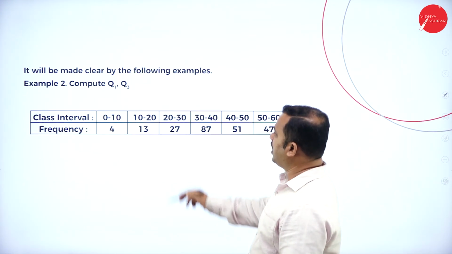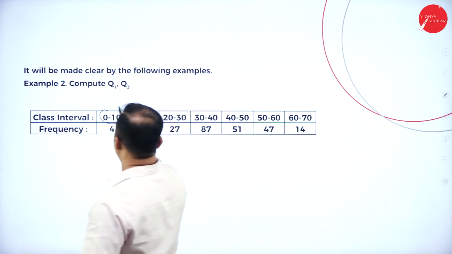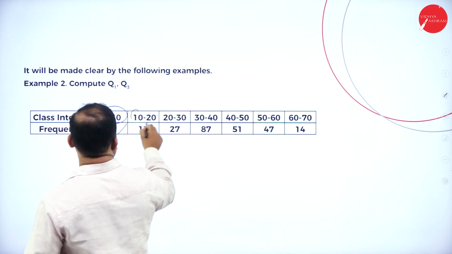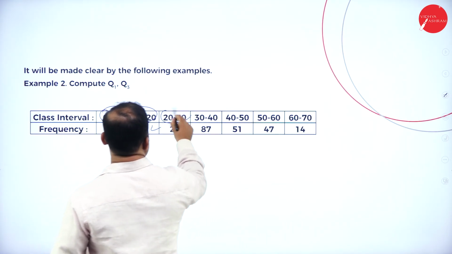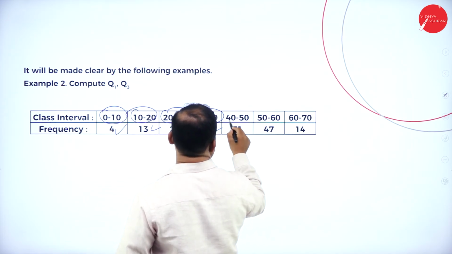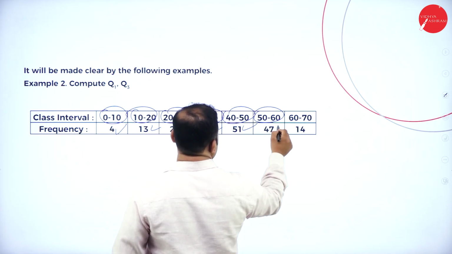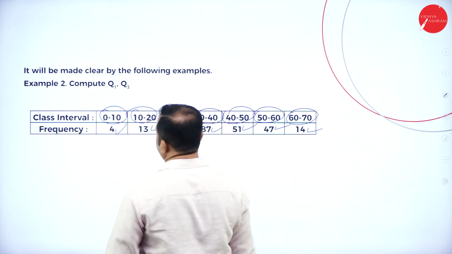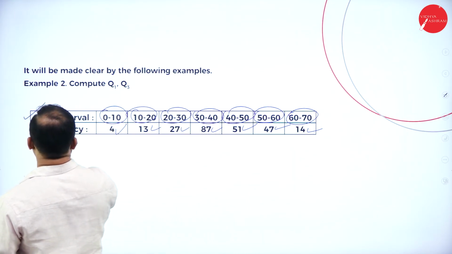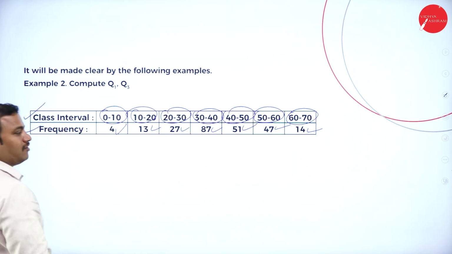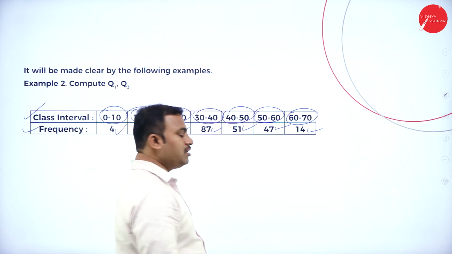So similarly, we have the values in the interval from 0 to 10. We have 4 items. 10 to 20, we have 13 items. 20 to 30, 27. 30 to 40, 87. 50 to 51, 50 to 60, 47, 60 to 70, 14. So these are the items and these are the frequency. Between these items, we have like this. So let me consider the value of this.